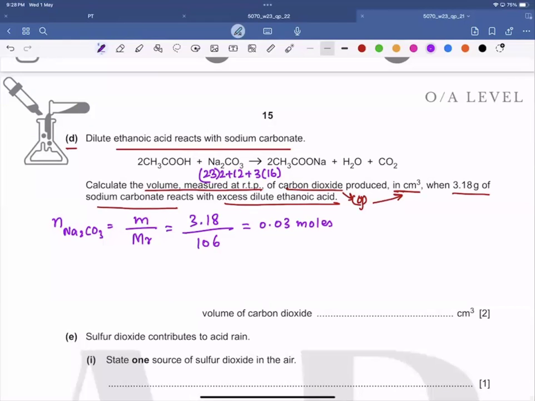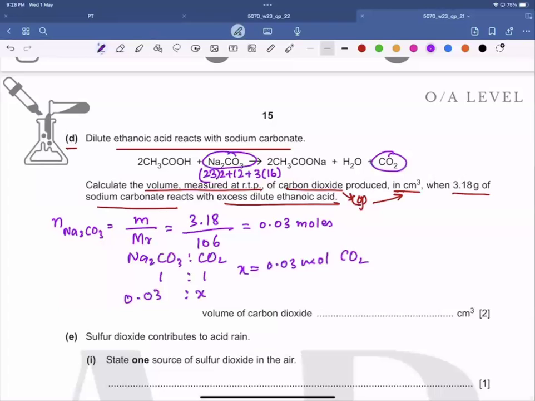Now we got the moles. Now take the mole ratio between these two. The mole ratio is 1 to 1. So sodium carbonate is to carbon dioxide is 1 to 1. So 0.03 is to X. Then X would be 0.03 moles. So these are the moles of carbon dioxide. Is this clear to all of you?